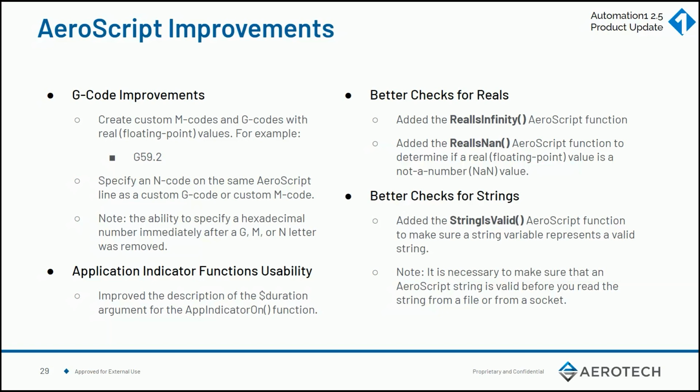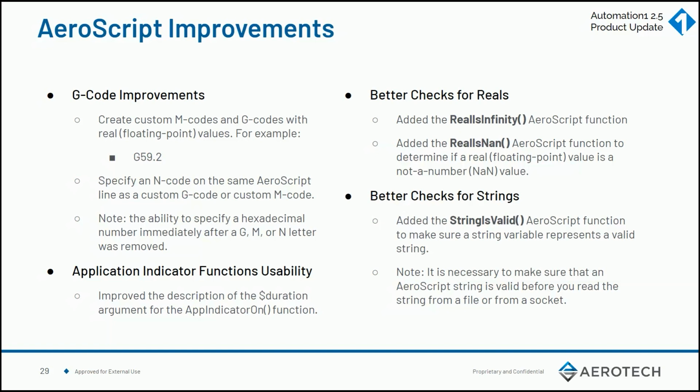So now we can allow you to make those customizations on your own. And then you could also specify an N code on the same AeroScript line as a custom G code or custom M code. That was a sort of oddball restriction, probably something we missed, that you couldn't do that before, but it's fixed up now and makes the G code feature a lot more usable.